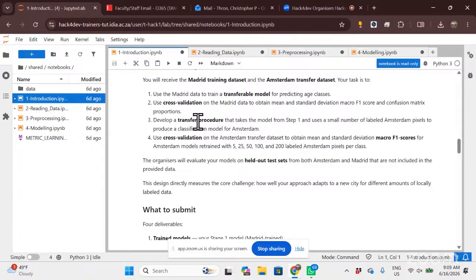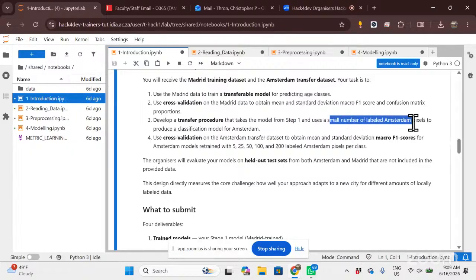Okay, so from this Madrid model, you will develop a transfer procedure that takes the model and uses a small number of labeled Amsterdam pixels to produce a model for Amsterdam. And again, in Notebook 4, we will see an example of how this works. Then you will use the Amsterdam data to evaluate this transfer. So you will not just do this transfer once, but you will do it many times and get a distribution and find the mean and standard deviation of the transfer model accuracy.